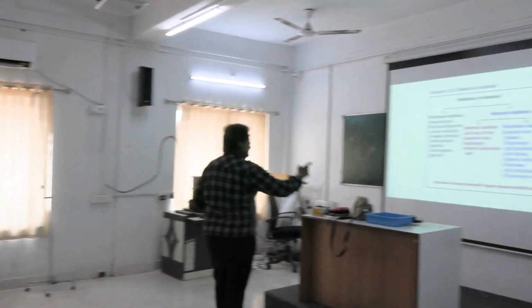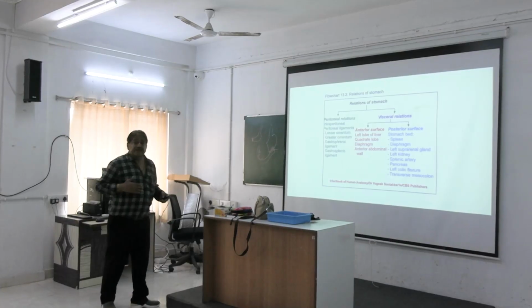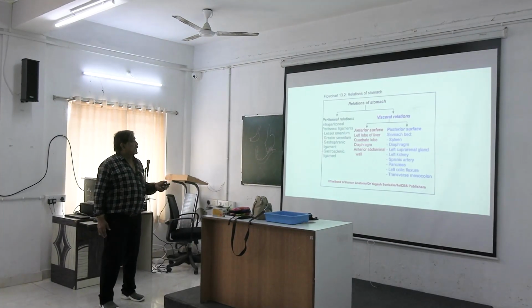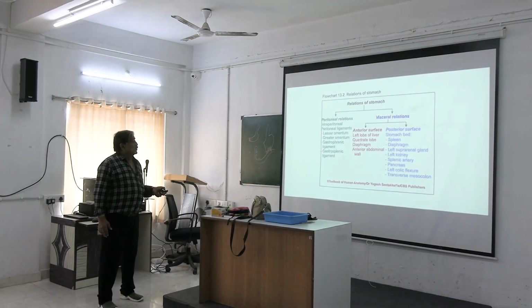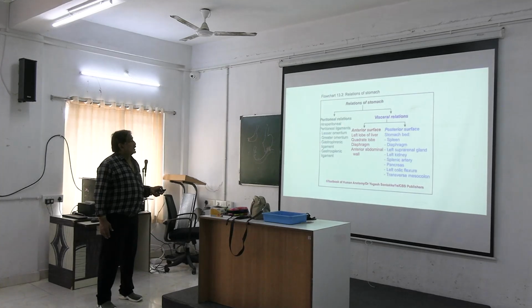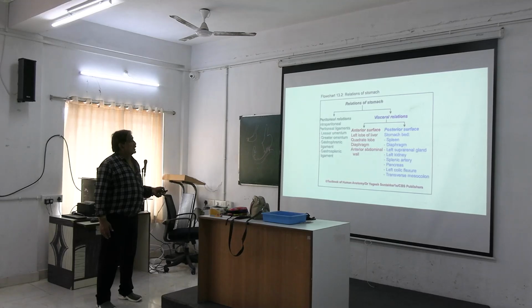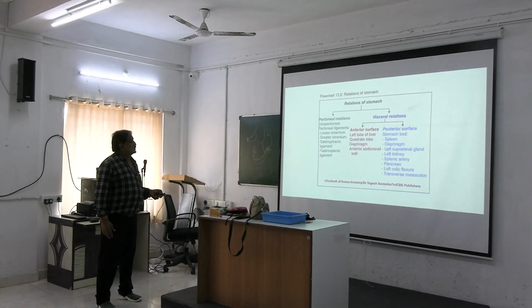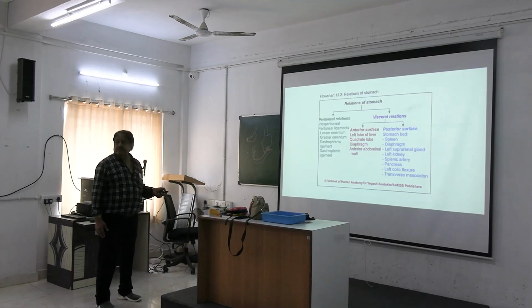And see, now the anterior surface. What is the anterior surface? Left lobe of liver, quadrate lobe, diaphragm, anterior abdominal wall. Peritoneal relations, peritoneal ligaments: lesser omentum, greater omentum, gastrophrenic ligament, gastrosplenic ligament. This.